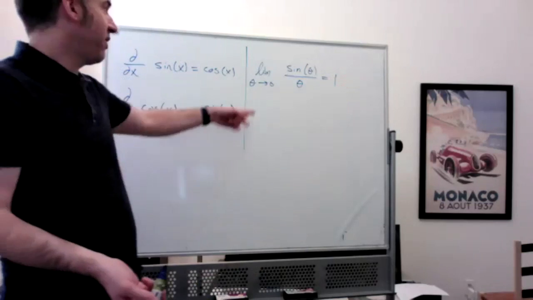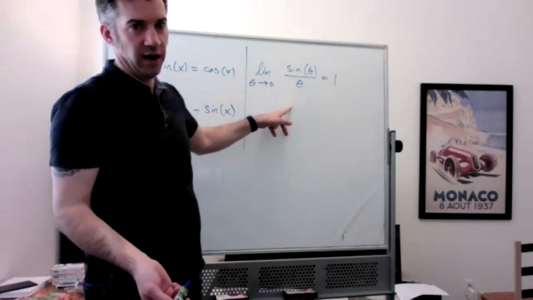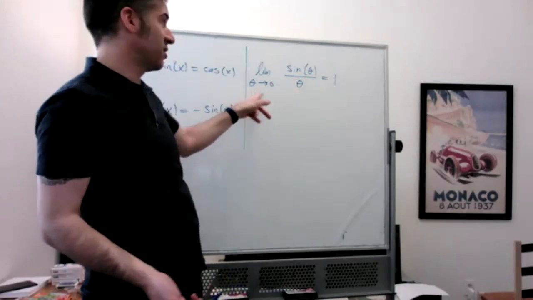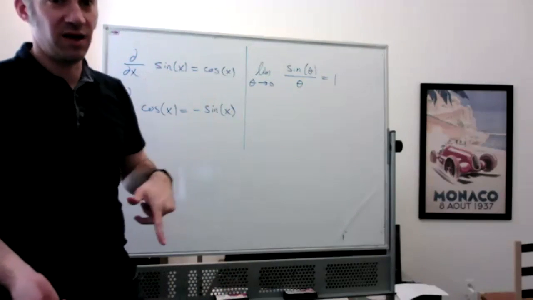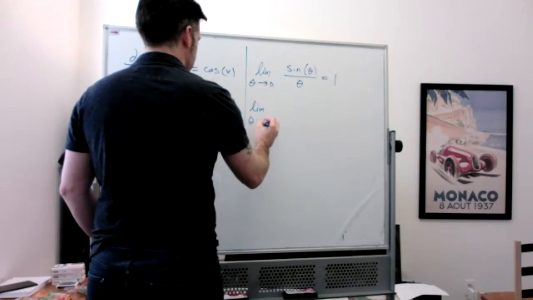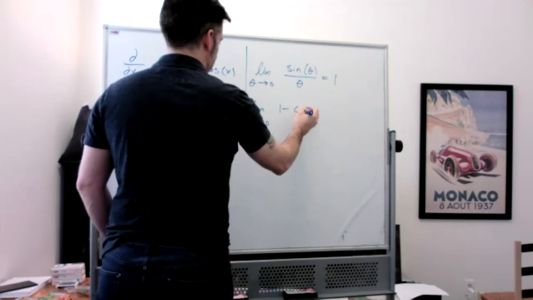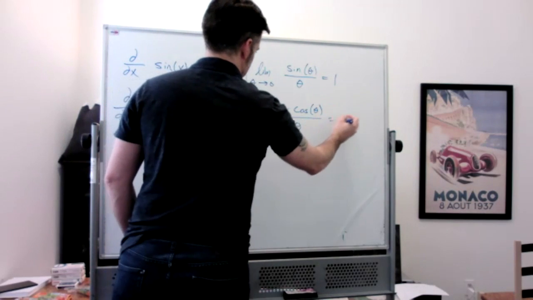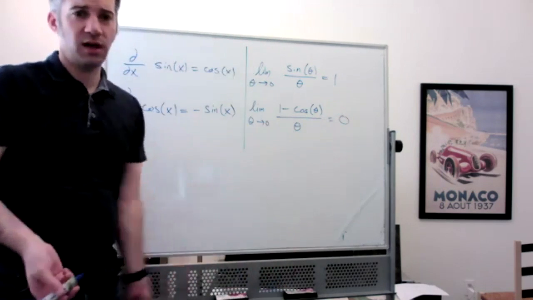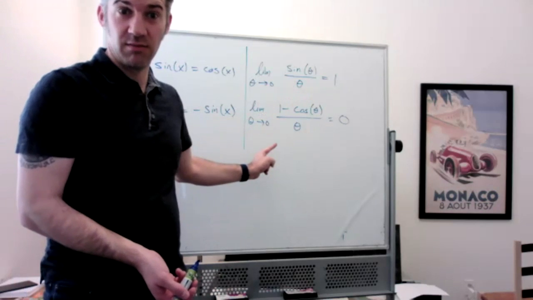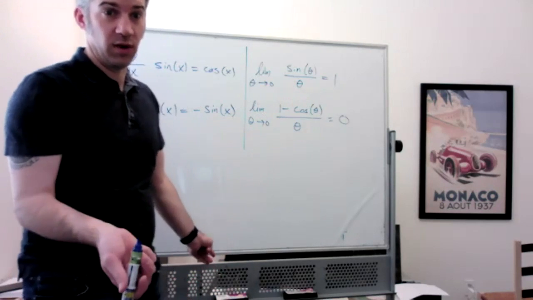It doesn't matter what theta is. It could be x, sine of x over x, or sine of q over q, or sine of anything over anything, as long as the anything is going to 0. We also have another one. The limit as theta goes to 0 of 1 minus cosine of theta over theta is equal to 0. I'm pretty sure we talked about this before, but if you want, I can show you this again. Let me know if that's something you want.